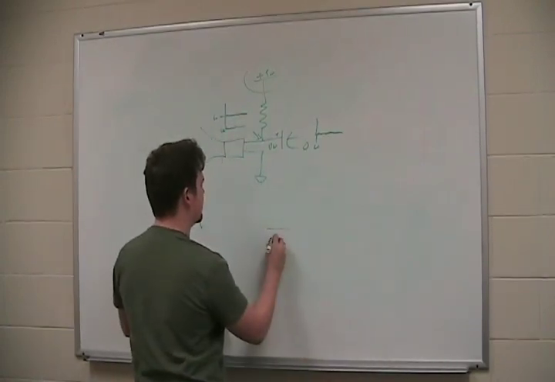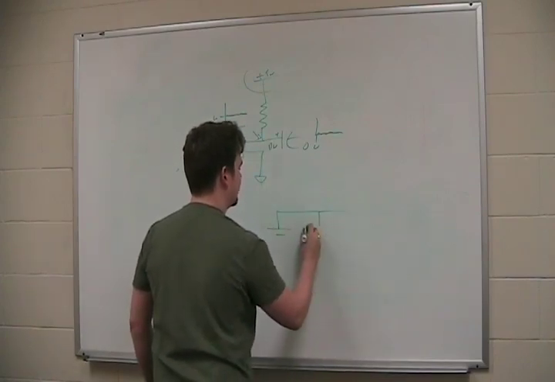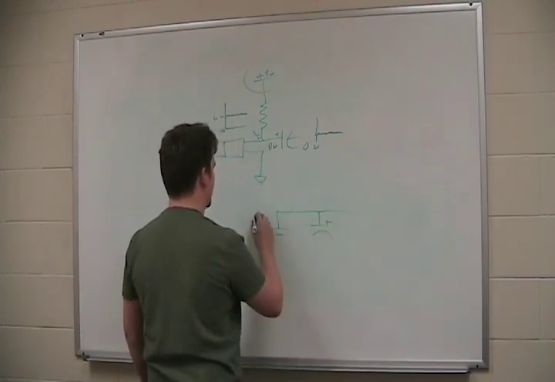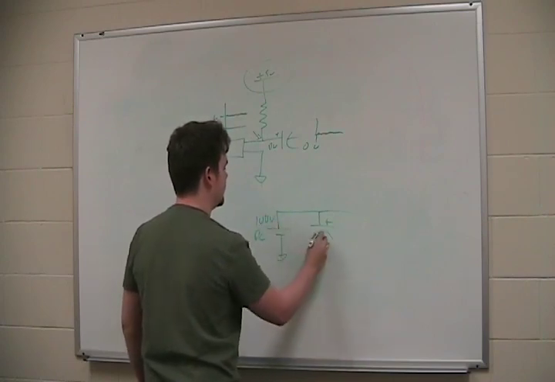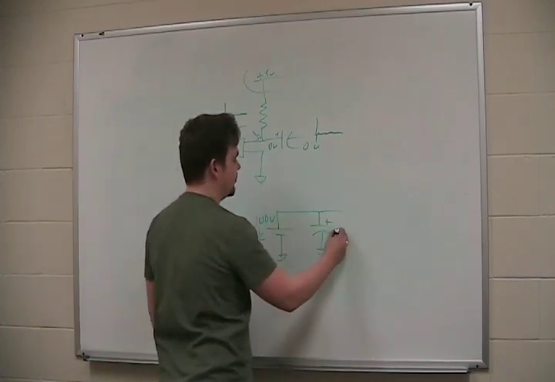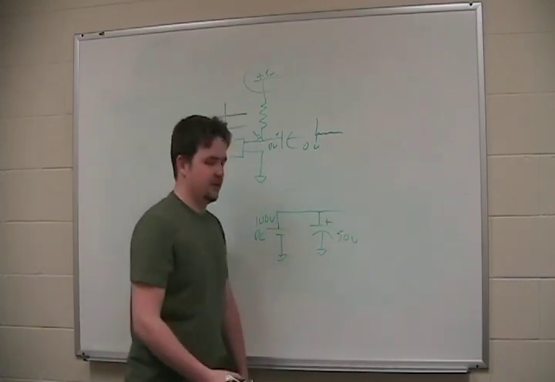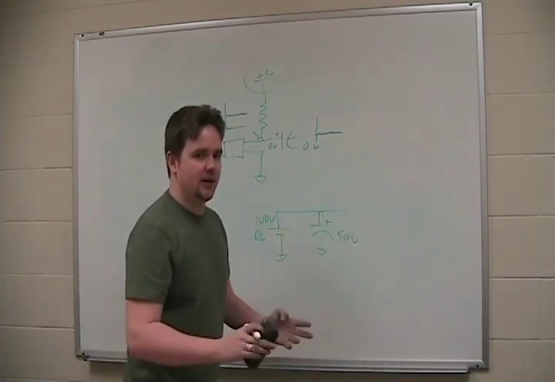You don't want to put a battery supply with 100 volts DC and put a capacitor in parallel with it that can only handle 50 volts. Because if you do that, what's going to happen is, boom, it's going to short it out.